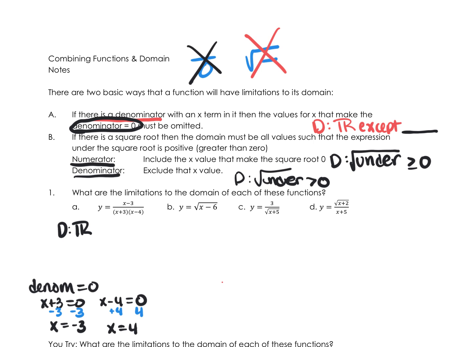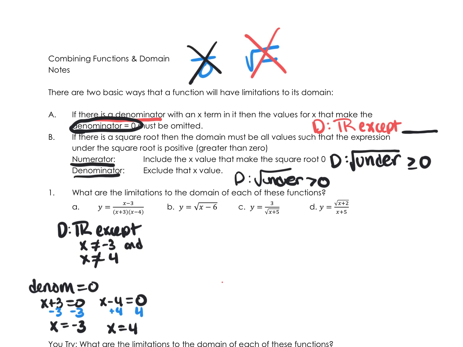So then your answer for the domain will be all real numbers except x cannot be negative 3, and x cannot be 4. So we're putting the not equal to symbol, we're putting the slice through the equal to say not equal to. So any other number is okay to plug into that. The domain will be any other number except negative 3 and 4, okay?